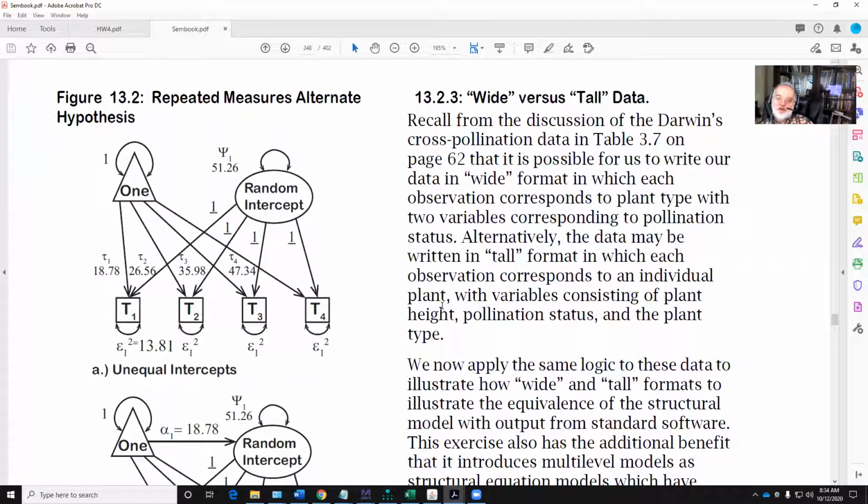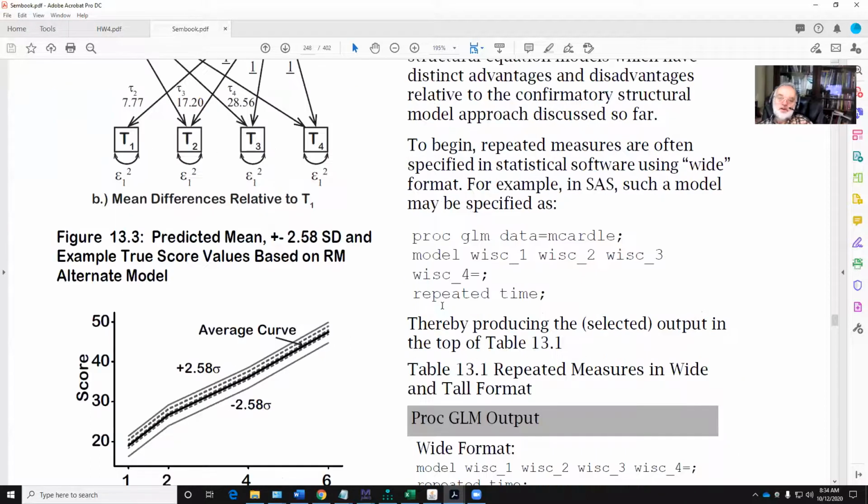If you were playing with SAS or even SPSS, this is a way that you might specify the data. Proc GLM, call up the software, list the individual variables and manifest variables in your study, T1, T2, T3, T4 is what these are. And then you would say, oh, repeated time. And what that's going to do is to tell the computer program, all of these things to the left of the equal sign, those are different values of time.